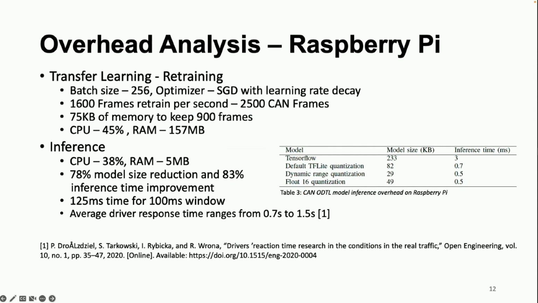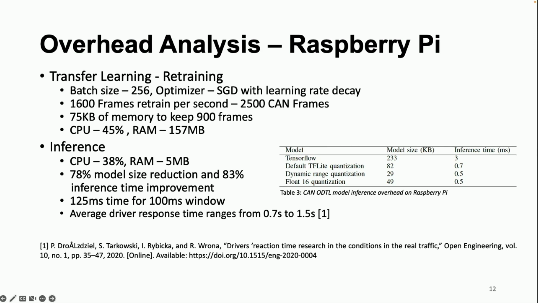Computational efficiency is another important factor for a CAN IDS. Therefore, we analyze the computational overhead for retraining and inference using a Raspberry Pi. CAN-ODTL can retrain around 1,600 CAN frames per second out of 2,500 frames in this dataset. This requires keeping 900 frames in the buffer, which only takes around 75 kilobytes of memory in the Raspberry Pi. During the retraining, this utilized around 45% of CPU and only 157 megabytes of RAM, given the 8 GB RAM of the Raspberry Pi model which we used.